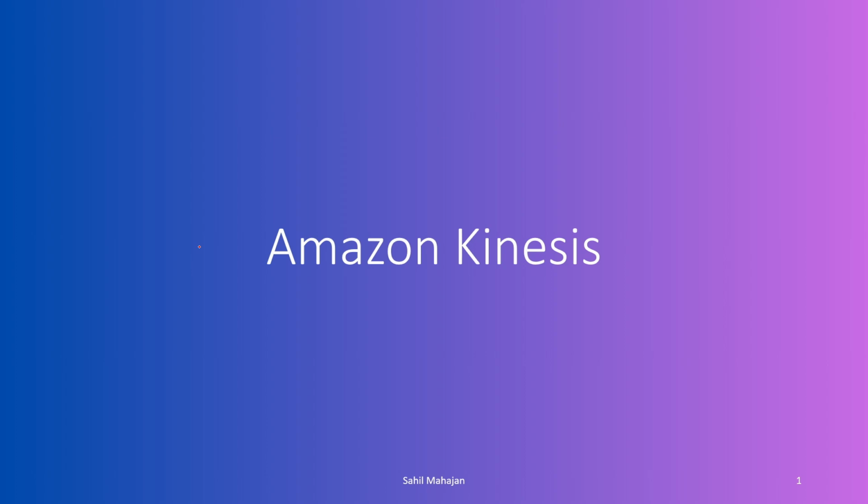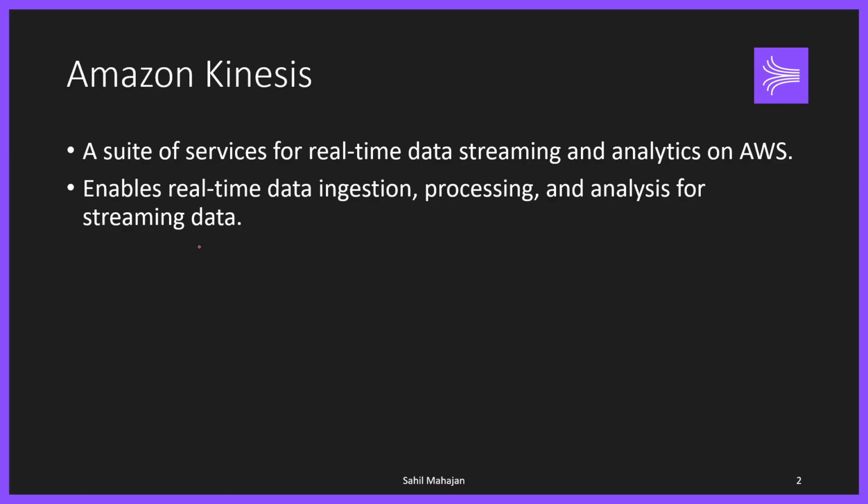So let's dive right into today's video. Starting off, what is Amazon Kinesis? Amazon Kinesis is a suite of services for real-time data streaming and analytics on AWS. It enables you to ingest real-time data, process real-time data, and analyze real-time data.